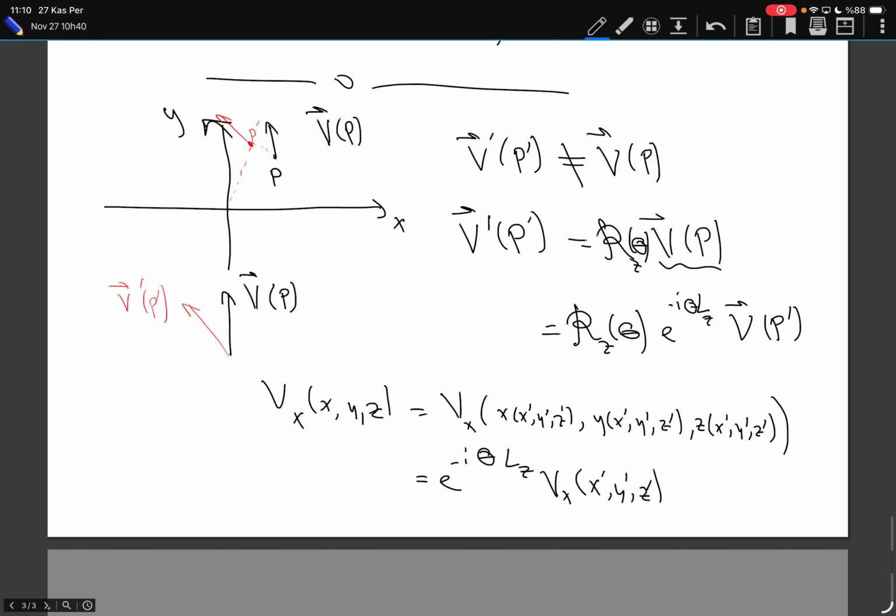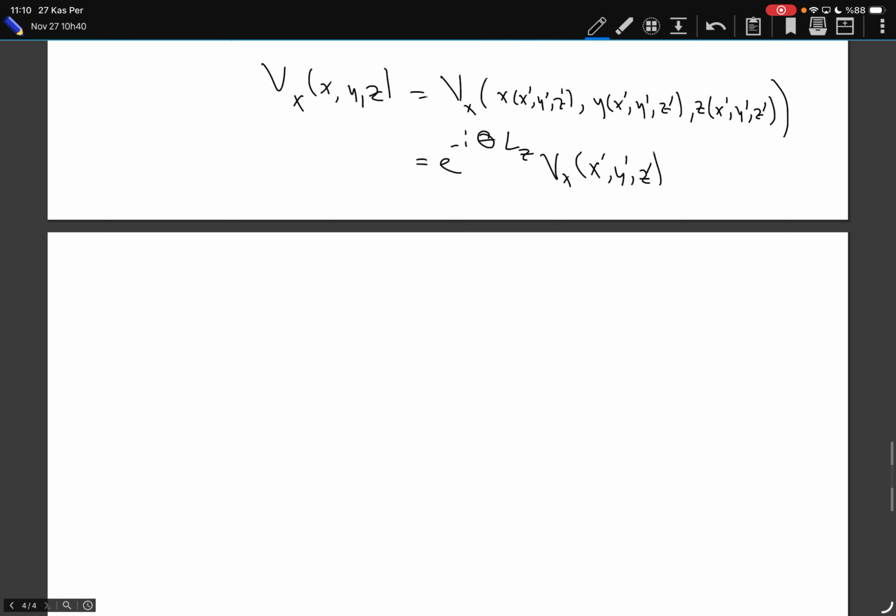But I'm not yet done. To calculate my V prime, it's not just Lz and the SO(3) part. I have to calculate this one also. How do I rotate just ordinary functions, ordinary vectors? That is the next step I have to do. There's an additional component, an additional thing I have to do. Well, let's calculate that one.